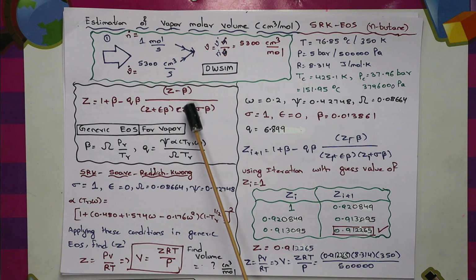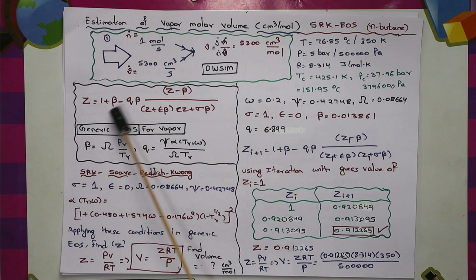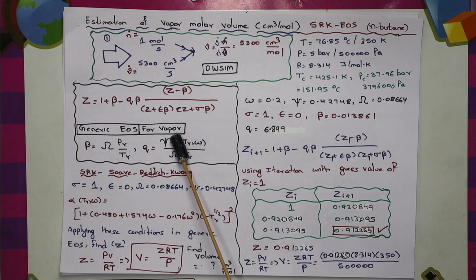There is an equation in the textbook Chemical Engineering Thermodynamics by Smith and Van Ness, and you are going to see this kind of equation. The equation is used to predict the compressibility factor of gases. This form of equation is especially used for vapors. This particular equation is called the generic equation of state. That means any equation of state can be extracted from the generic equation of state by using appropriate values of the parameters.